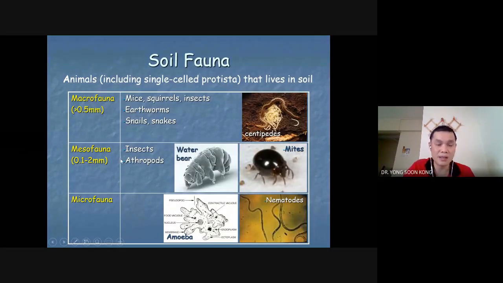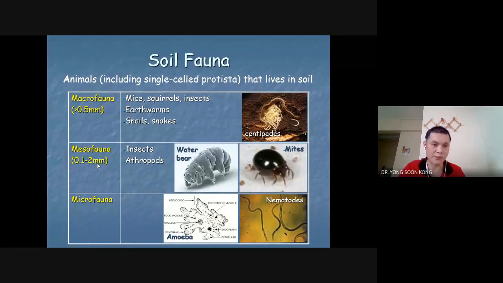Yeah. Okay, moving on. The next size is mesofauna. Middle size, between 0.1 to 2 mm. Wait, I think there must be some mistake here. I believe this one is 0.1 to 0.2 mm. Or probably you can check later. You can Google mesofauna, what is the size? This cannot be 2 mm. I think this must be not correct. Check again, yeah, the size.